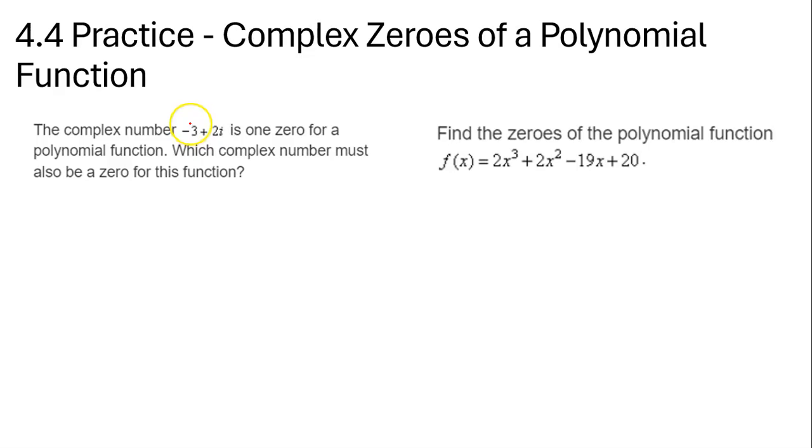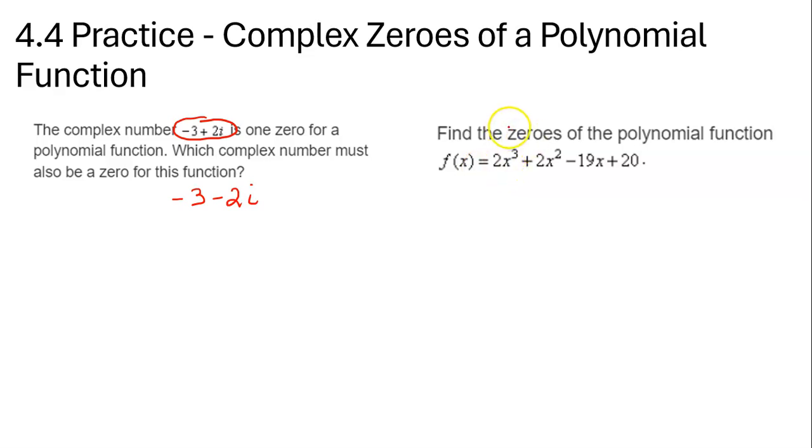It says the complex number, this, is a zero for a polynomial function. Which complex number must also be a zero for this function? I know that it has to be the conjugate, which is when we change the sign in the middle.